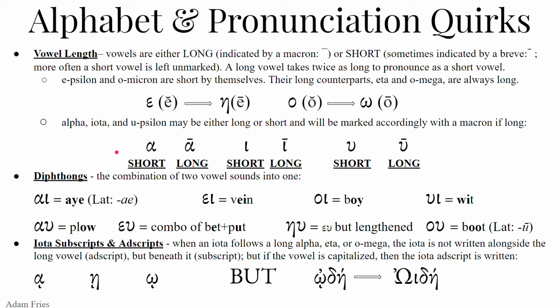Alpha, iota, and upsilon can either be long or short, and if it really matters, they will be marked accordingly with a macron. So short a, long a, i, u.